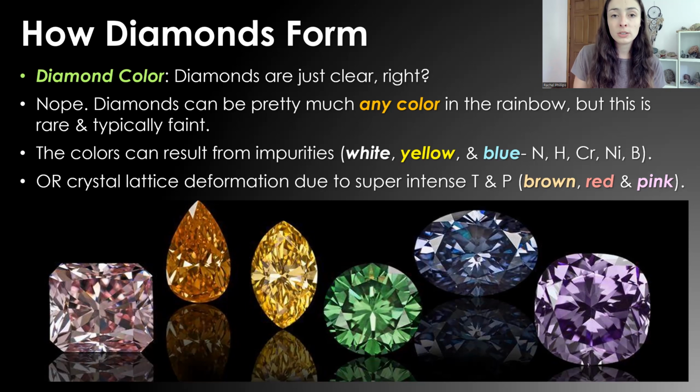However, with the elemental impurities I just mentioned, it can be different colors like white, yellow, and blue. But if the carbon crystal lattice is deformed in some way, then it can cause light to refract and reflect differently to the point that it appears a different color, like, for example, brown, red, or pink.